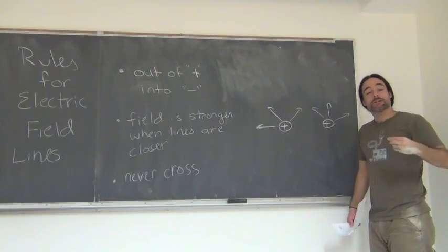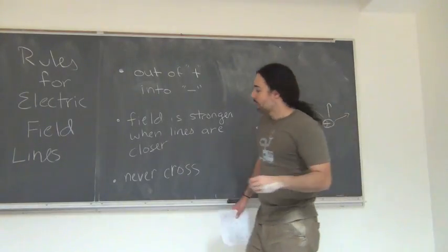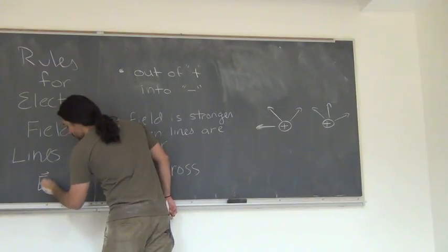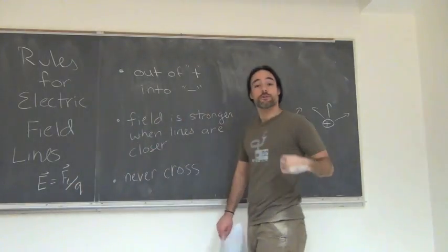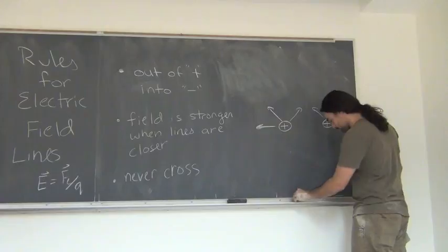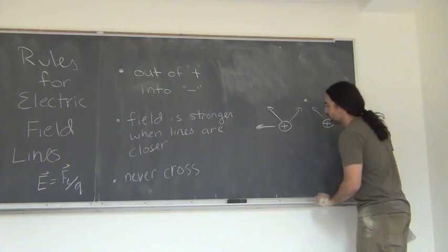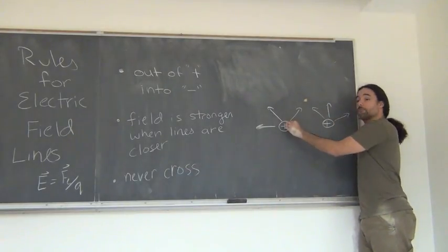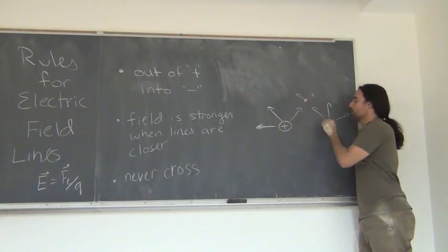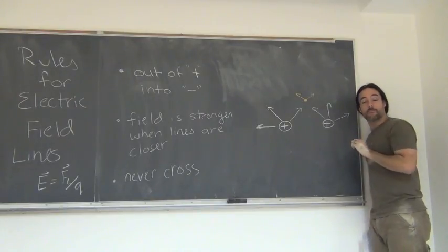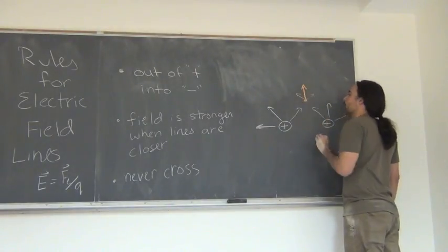Well, let's go back to our definition of the electric field. The definition of the electric field said that the electric field was equal to the electric force per unit charge, or per test charge. So what would happen if I were to put some positive test charge right here? Well, it would feel a force from this positive charge, pushing it that way. It would feel a force from this positive charge, pushing it that way. But the total electric force would be pushing it up this way.